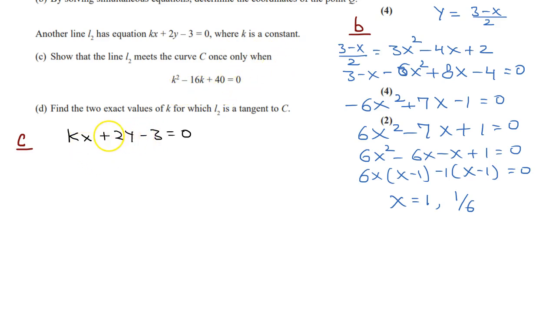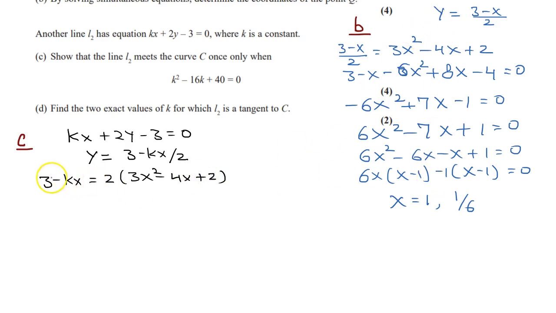This is a line, another line. So let's calculate the value of y. So y will be 3 minus kx over 2. If it is going to meet the curve, the same way we have to write this: 3 minus kx over 2, multiply 2, 3x square minus 4x.